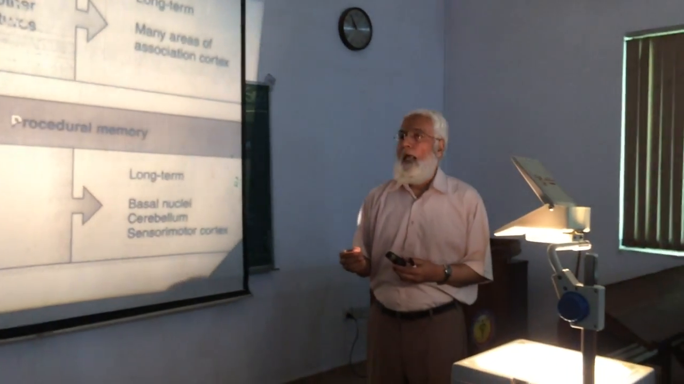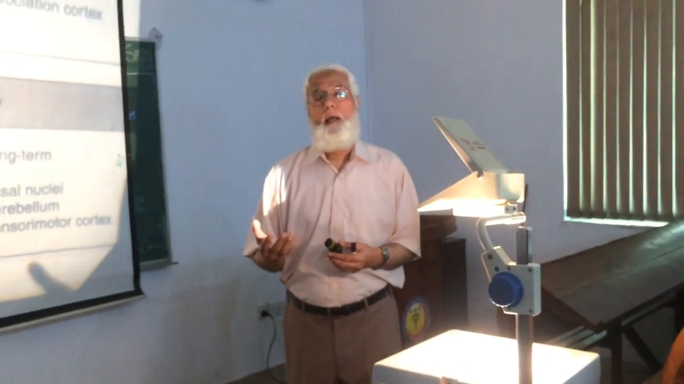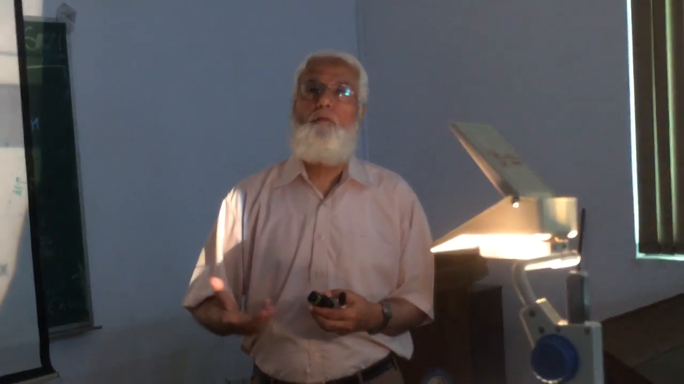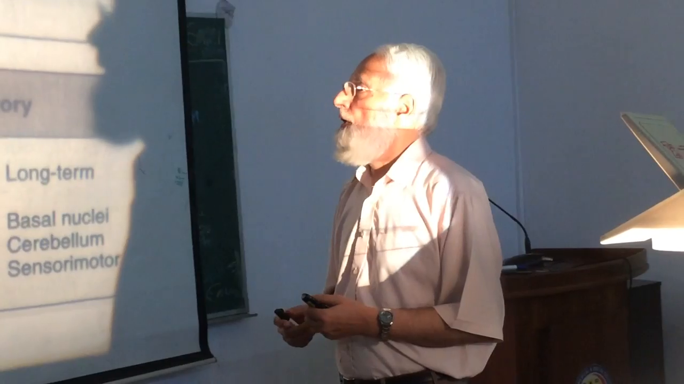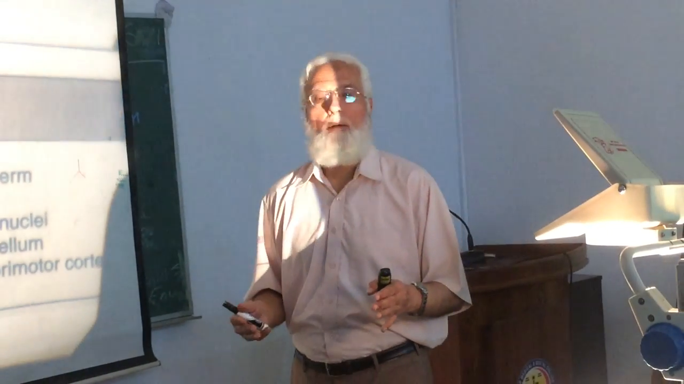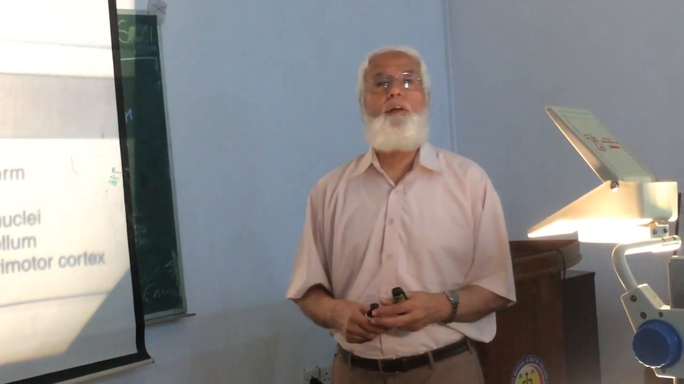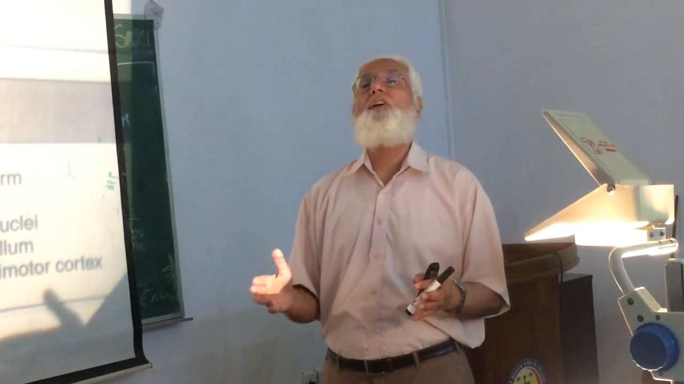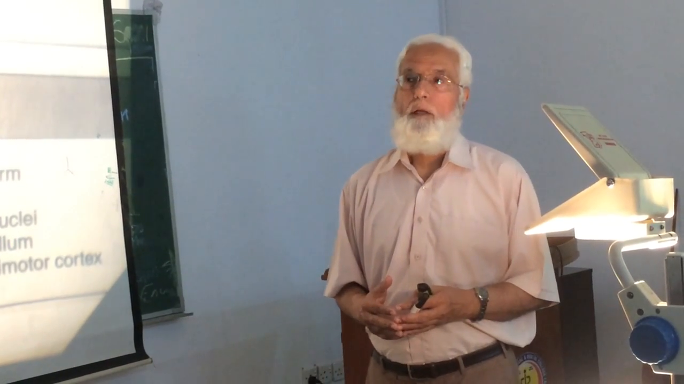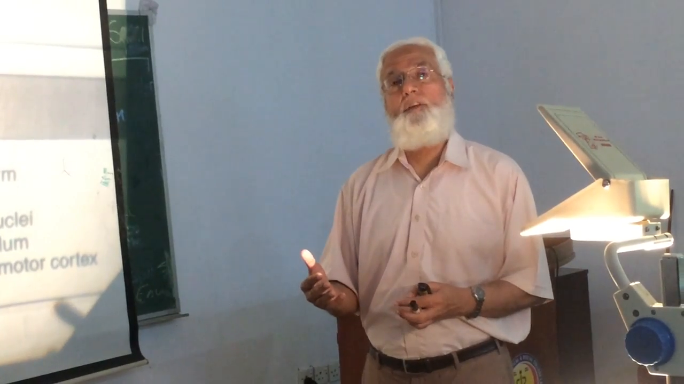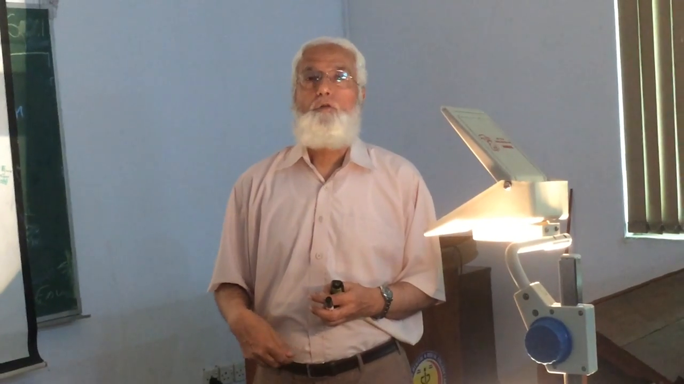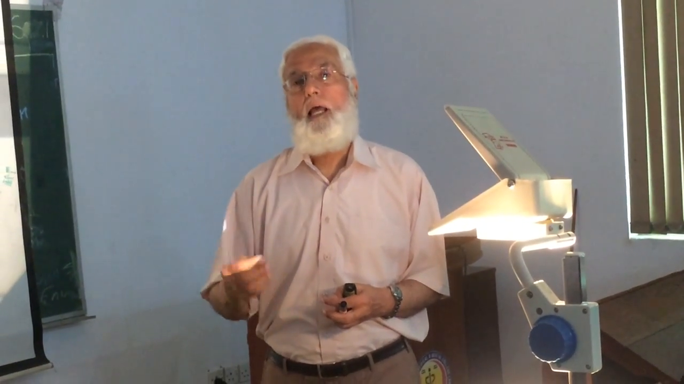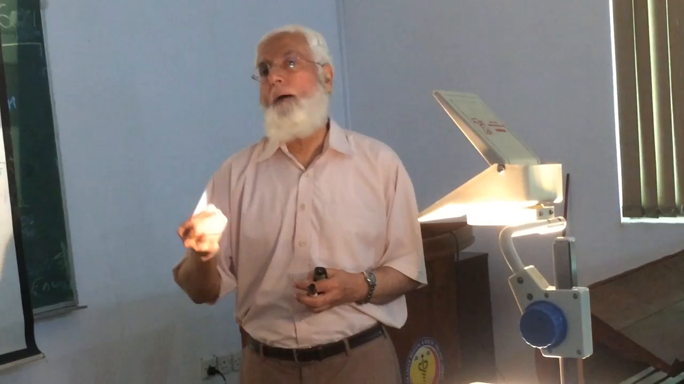cortex. Amnesia. Amnesia is loss of memory. Amnesia is of two types: anterograde amnesia and then retrograde amnesia. Anterograde amnesia is loss of recent memory. So loss of recent memory is anterograde amnesia.